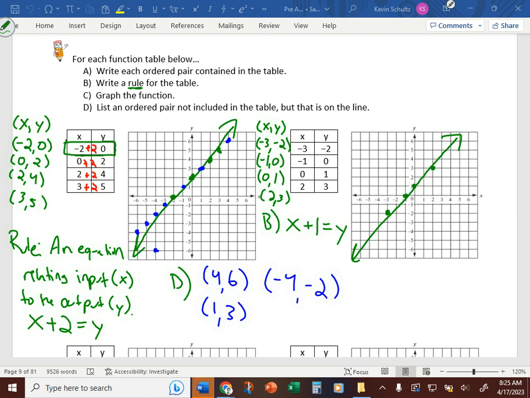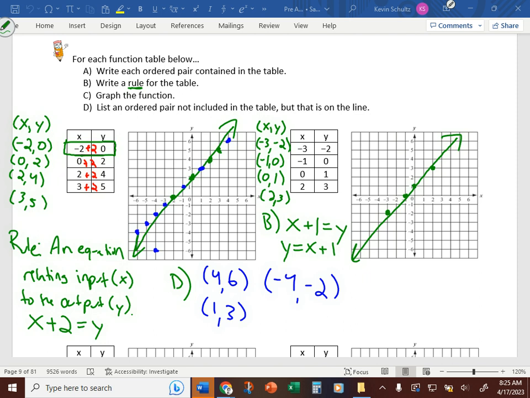Or if you want to write that as y is equal to x plus 1, those two things are exactly the same. Because all the equal sign really means is the same as. X plus 1 is the same as y. Y is the same as x plus 1. It means the same thing.